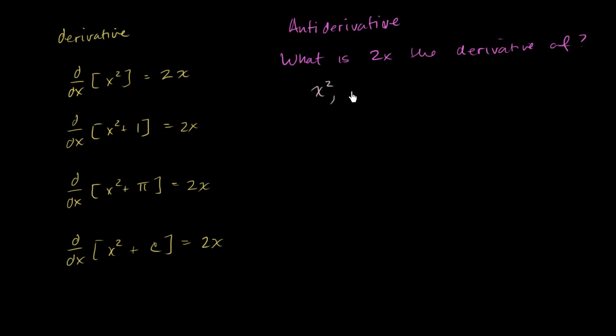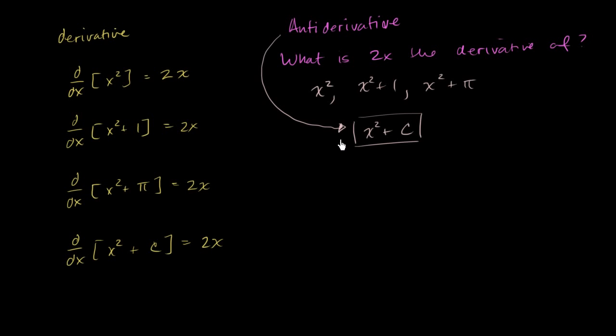But you could also say 2x is the derivative of x squared plus 1. You could also say that 2x is the derivative of x squared plus pi. I think you get the general idea. So if you wanted to write it in the most general sense, you would write that 2x is the derivative of x squared plus some constant. So this is what you would consider the antiderivative of 2x.